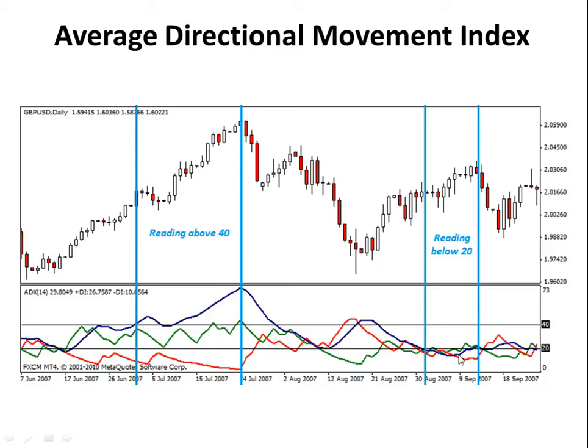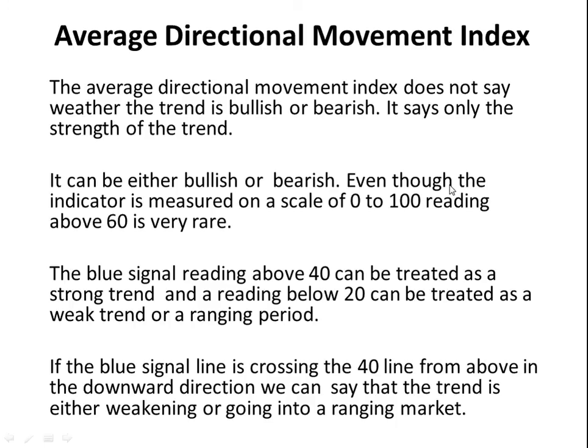And similarly, if the blue line is below 20, if you see this picture here, at this point the blue line is below 20 and this can be treated as a range period or weak trend. If you observe this picture, you can see that here a range market is there, and if the blue signal line is crossing the 40 line from above in the downward direction, we can say that the trend is weakening or going into a ranging market.